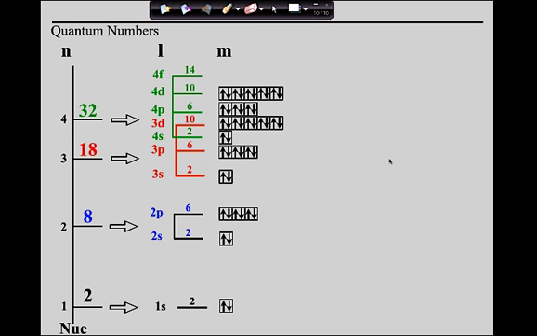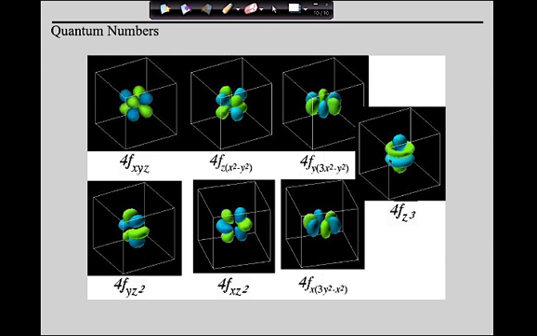14 electrons in the F. How many orbitals do we need? 7. And guess what, gang? They look like this. And there are 7 of them. The logical progression of this is just cool.